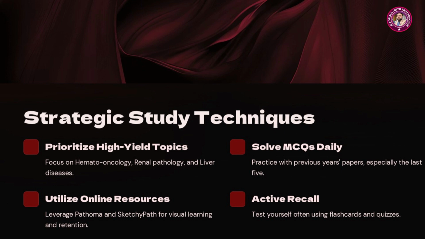Strategic study techniques for NEET PG pathology involve focused, high-yield learning to maximize efficiency. Prioritize exam-favorite topics like neoplasia, hematopathology, and immunopathology. Use active recall with flashcards and self-quizzing. Solve previous years' MCQs to identify patterns. Supplement Robbins textbooks with concise notes, e.g., Harsh Mohan, Marrow, Prep Ladder.